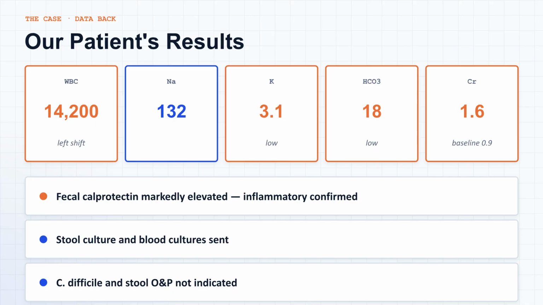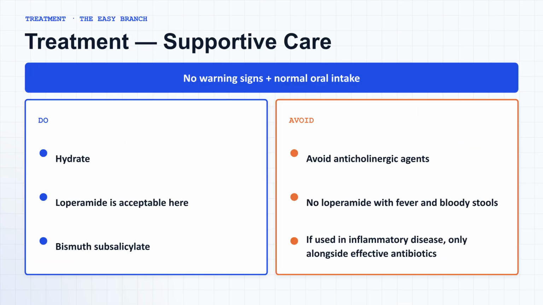One teaching point on that acidosis: bicarbonate lost in stool gives a normal anion gap, so if the gap is wide, go looking for a second process. Start with the easy branch. If there are no warning signs and the patient is drinking normally, treatment is supportive. Hydrate. Loperamide is acceptable in that setting, and bismuth subsalicylate is a reasonable alternative.